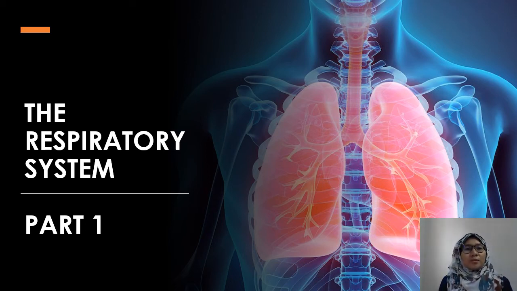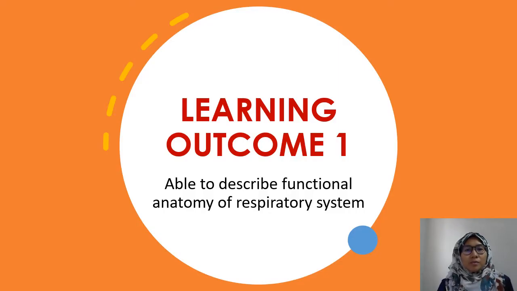So this is the respiratory system part 1. Alright, the learning outcome. For this subtopic, you are able to describe the functional anatomy of the respiratory system. Functional anatomy means all the organs that are involved in the respiratory system. You can describe the functions of the organs that are involved in the respiratory system.